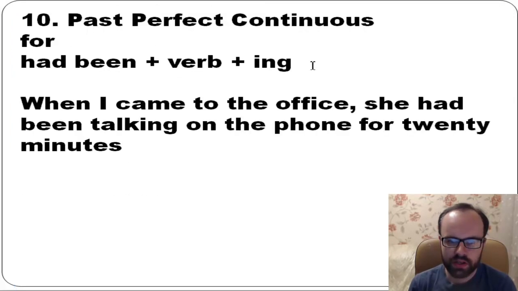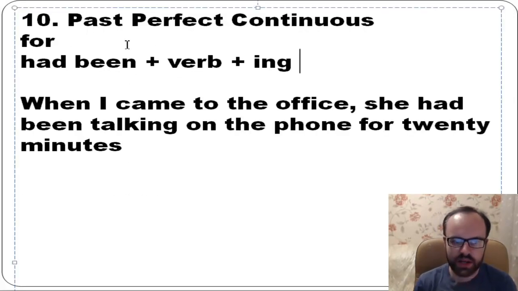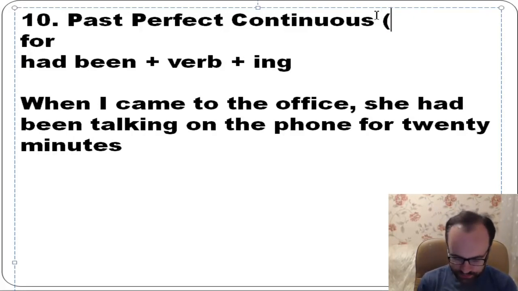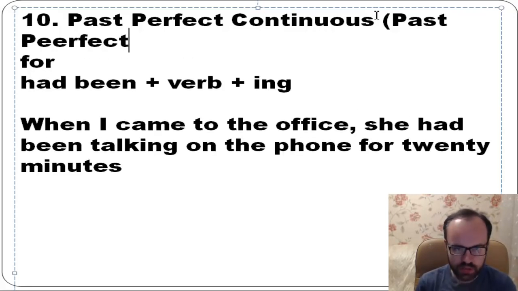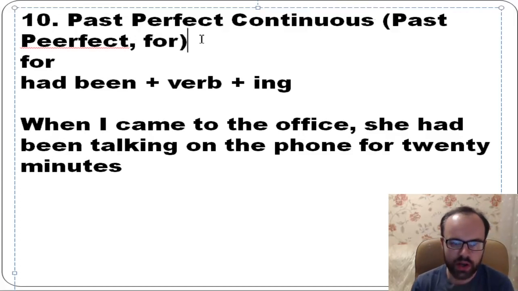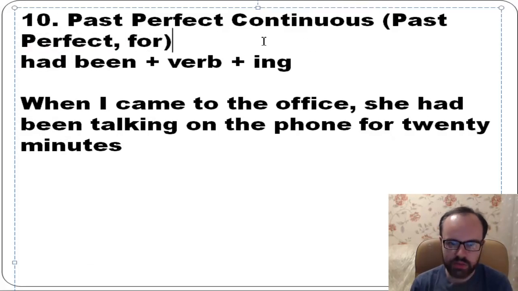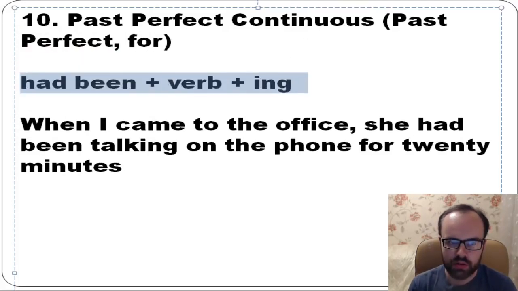So past perfect continuous, it's like past perfect. So what is past perfect? It's one tense before, but you also have for. Look, we form it this way: had been plus verb plus ing. When I came to the office, she had been talking on the phone for 20 minutes.